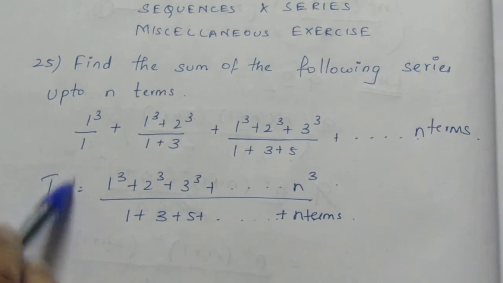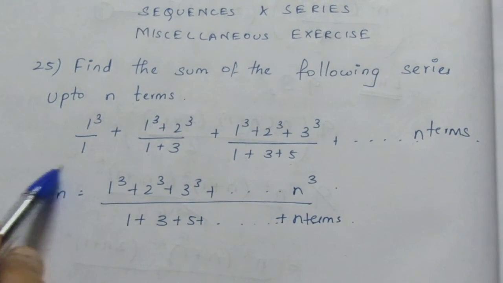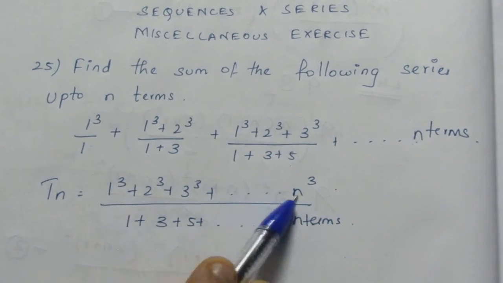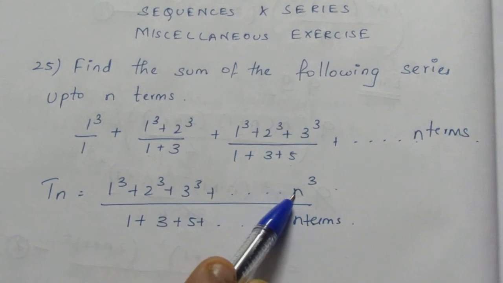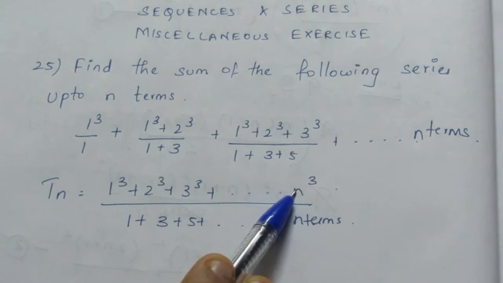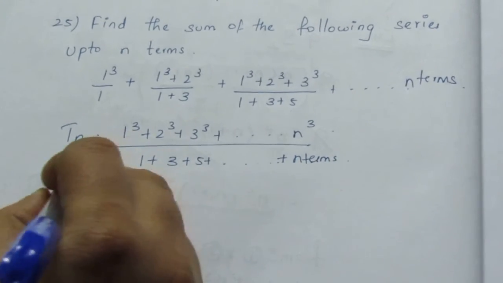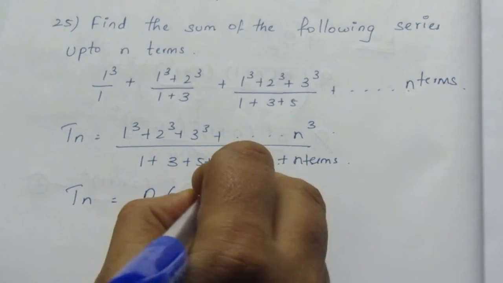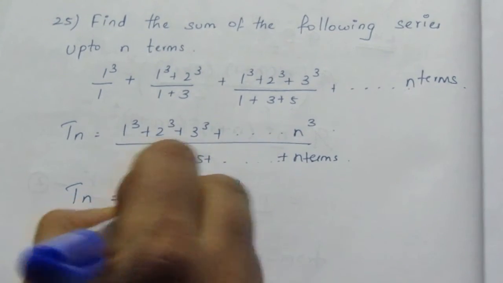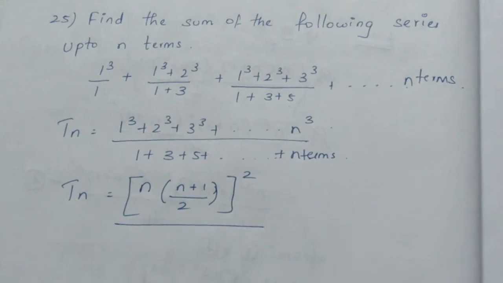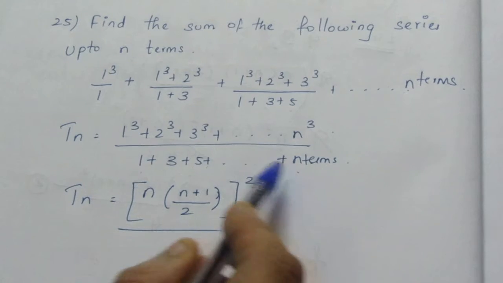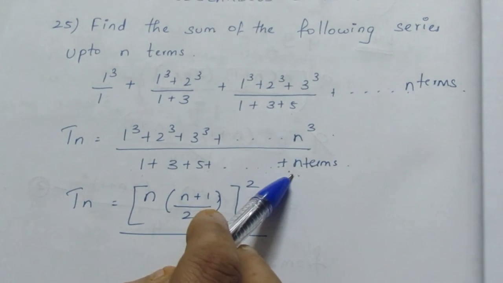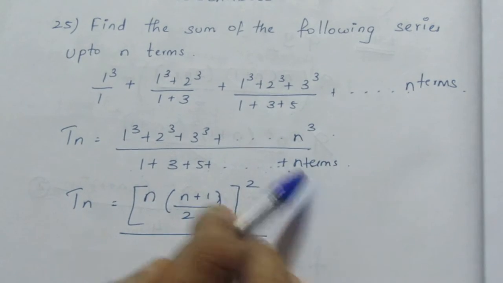Now to find the general term, we need to add all these numbers. The sum of n cubes, we know the formula, which is n into n plus 1 by 2, the whole square. And here this is the sum of odd numbers. I know the sum of odd numbers formula, the sum of the first n odd numbers is n square, but you can't use the formula here.